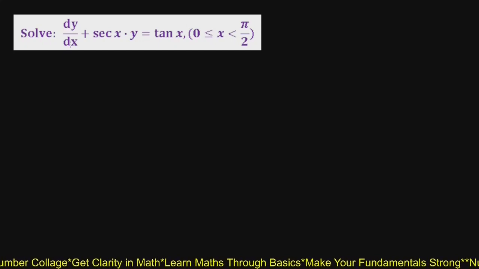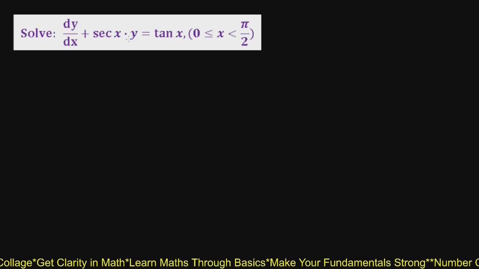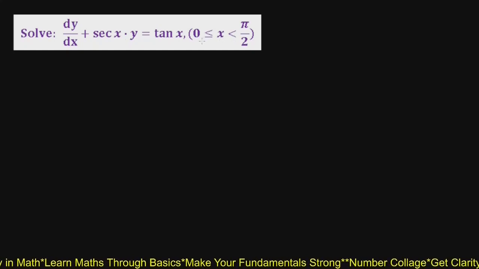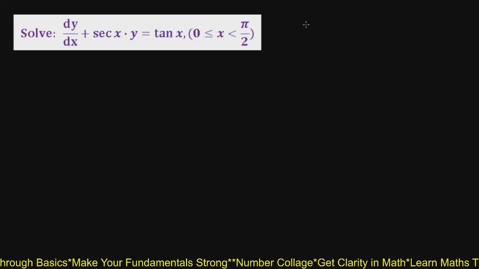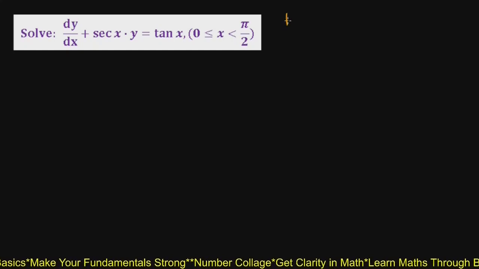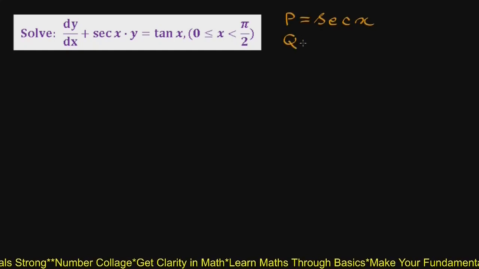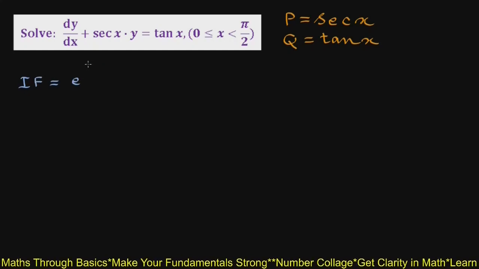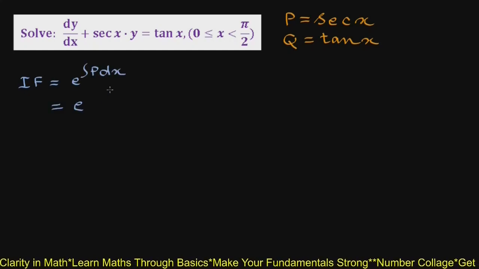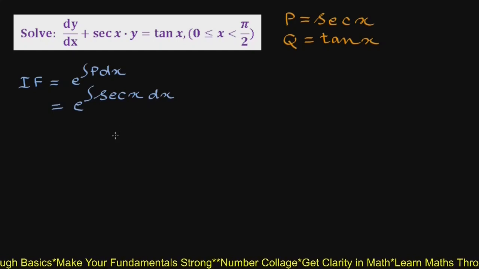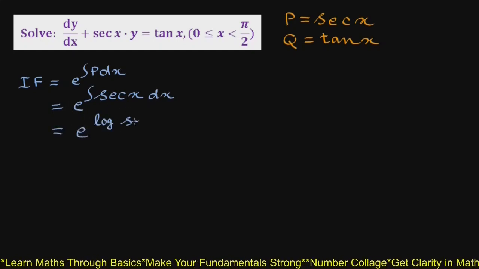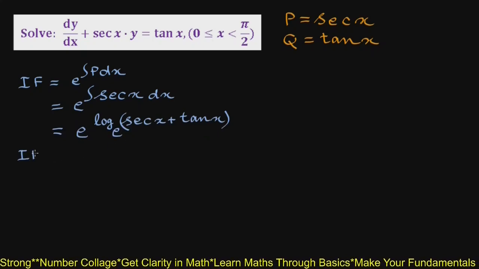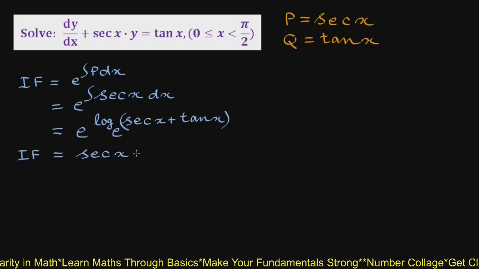Solve dy by dx plus sec x into y equals tan x, where x lies between 0 and pi by 2. In this linear differential equation, p is sec x, q is tan x. Integrating factor will be e raised to integral p dx, e raised to integral sec x dx, e raised to log of sec x plus tan x to base e. So the integrating factor will be sec x plus tan x.